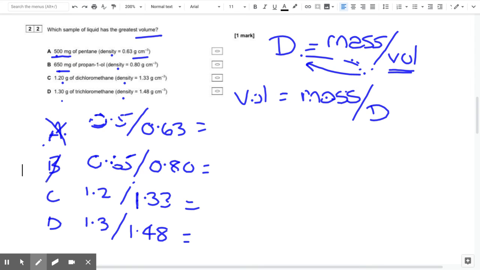So we can cross out A and B, and if you calculate these numerical values, D comes out as being slightly larger than C, and so that is the one with the greatest volume. So that will be D.